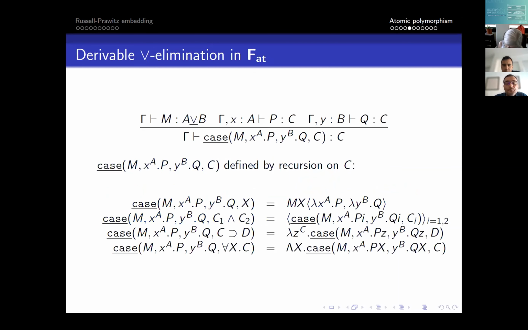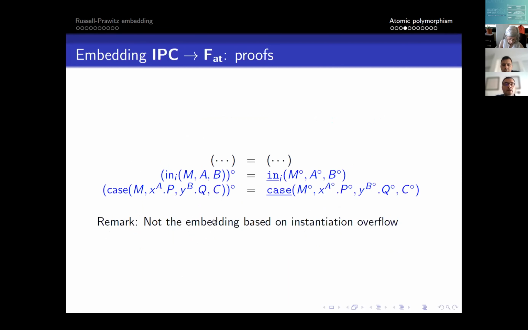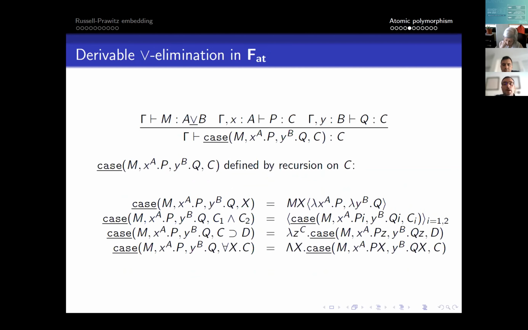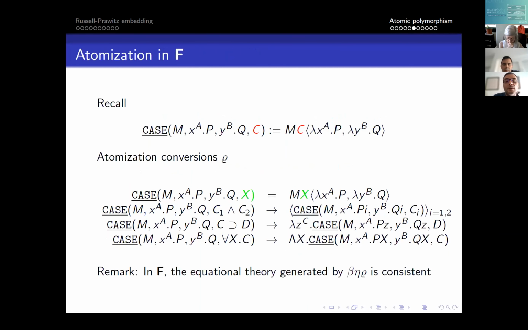So what do we do? In atomic system F, we want this rule holding for some construction here. And the construction now is defined by recursion on this formula C. Okay, and the definition is given here. So this disjunction elimination is derivable in the atomic system F. And so we can define a new translation just as written here. Okay, so this was the first solution. We will see why this is a solution, but this was the first approach to solve the problems with the Russell-Prawitz translation. The second approach is atomization in full system F.